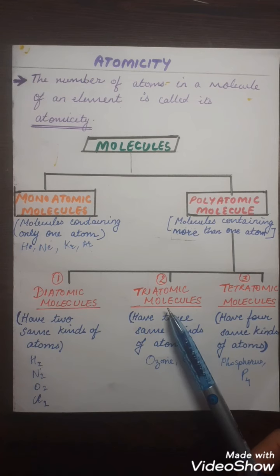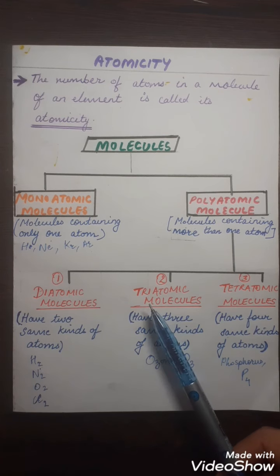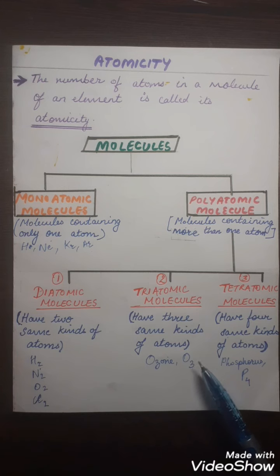Now triatomic molecules. Triatomic molecules means one molecule containing three same kinds of atoms. Example, ozone. Ozone is written as O3. So one molecule of ozone contains three atoms of oxygen. Okay. Tetraatomic molecules means one molecule contains four same kind of atoms. For example, phosphorus. Phosphorus is written as P4. It means one molecule of phosphorus has four phosphorus atoms in it. Okay.